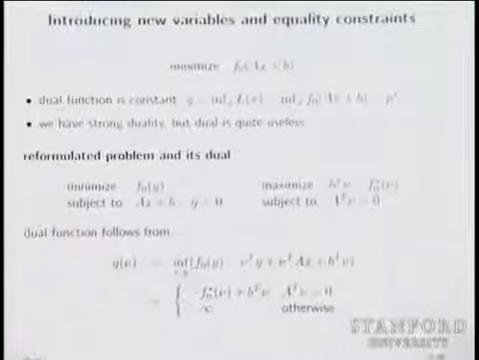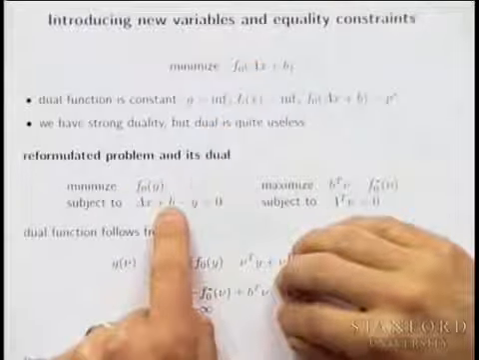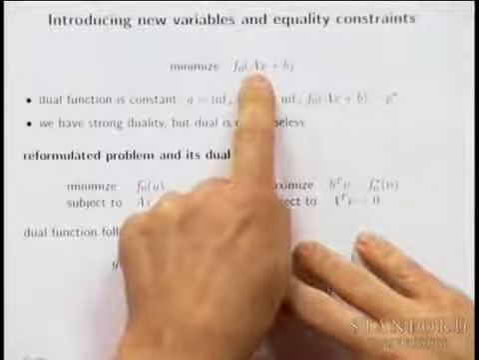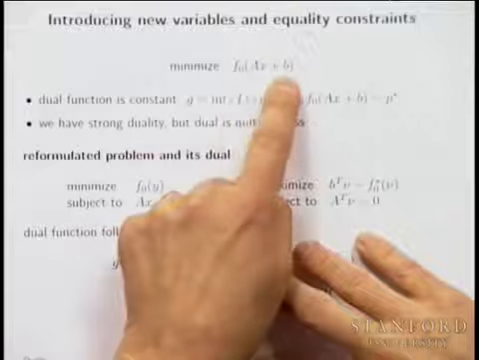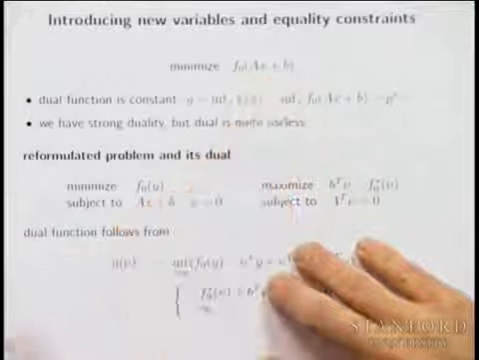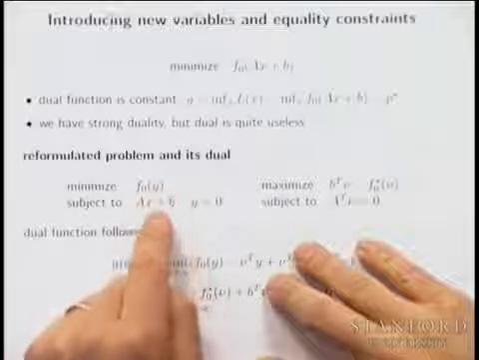Now watch this. Look at this problem and this problem. You can't get a stupider transformation than that. This basically says, I'm going to introduce a new variable. I'm going to call it Ax plus b. That's all. I'm going to call it y. And so I'm going to minimize f0 of y subject to y equals Ax plus b.